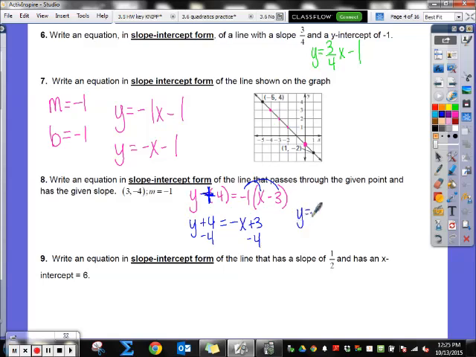Y equals -x minus 1. Now we're going to write an equation in slope-intercept form again.